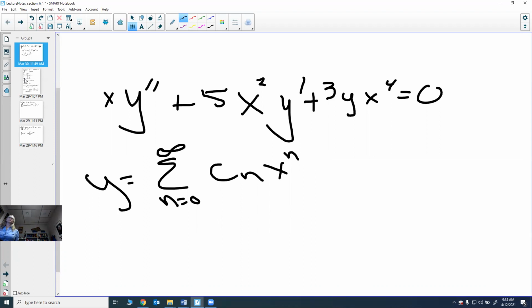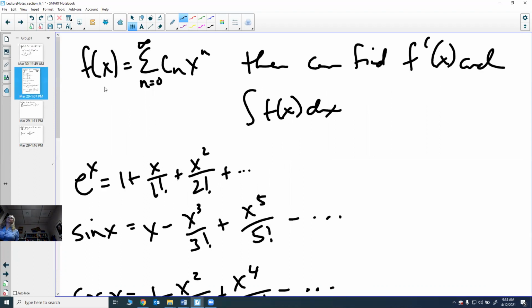To help us with this, it helps to have a little bit of a review of power series. If we have f of x equals the summation n equals 0 to infinity of Cn x to the n, then we can in fact find f prime and the integral of f of x. As a reminder from series information, you were able to find the derivative and the integral of a power series.